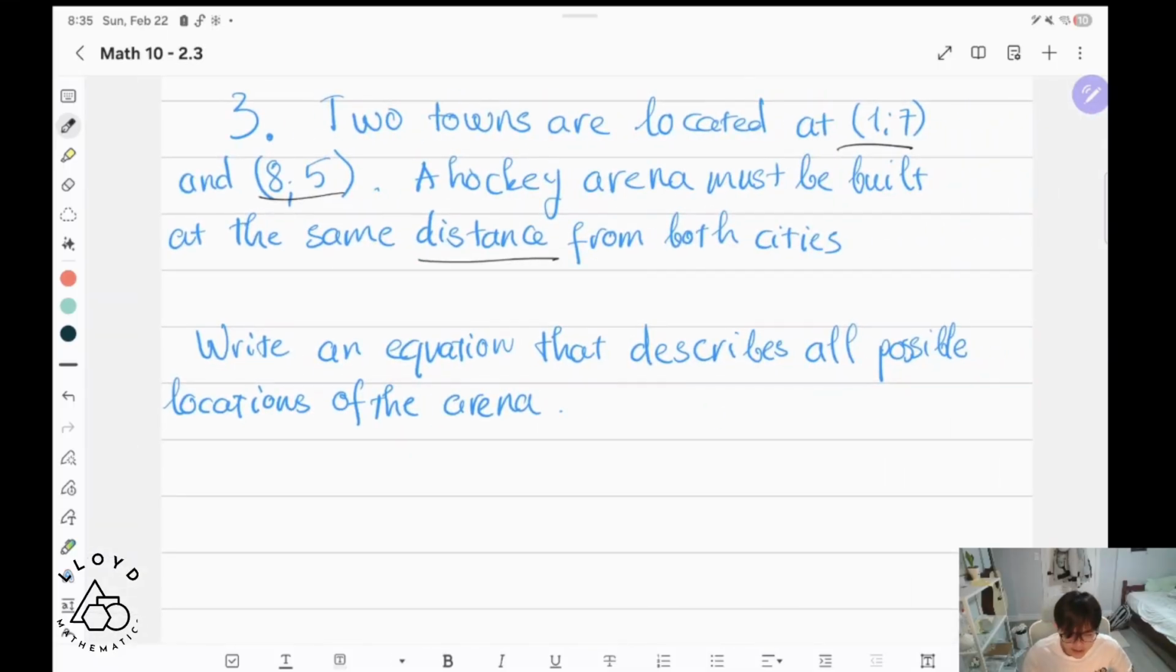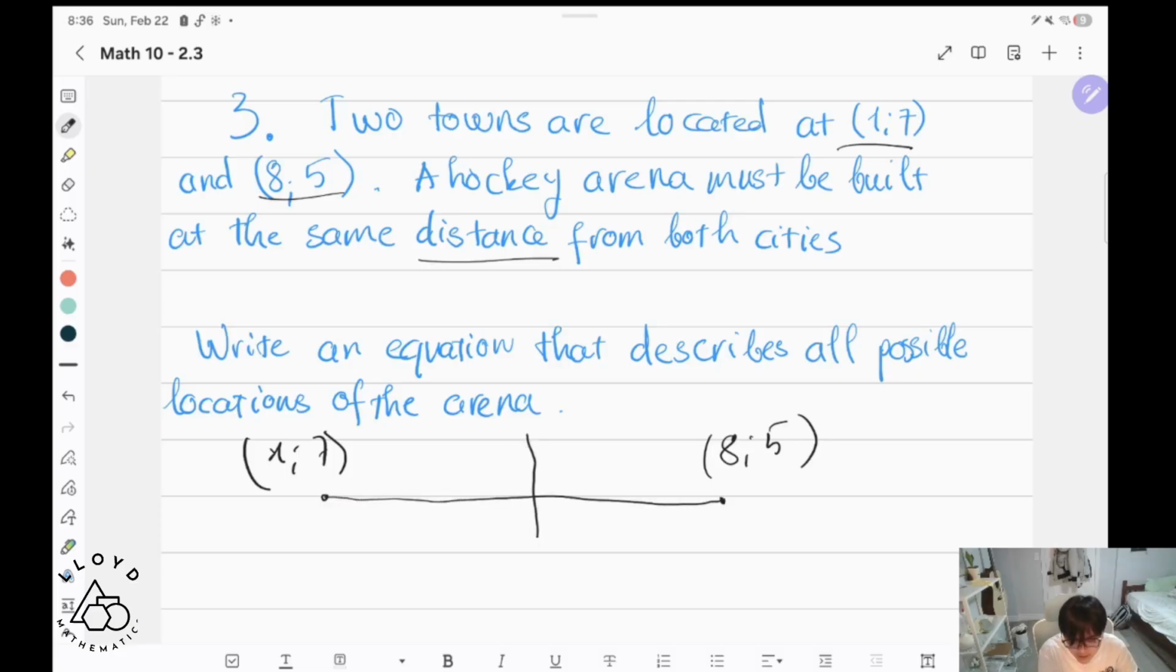Two cities are located at (1, 7) and (8, 5). So I have 2 points, which are (1, 7) right here, and (8, 5) here. The hockey arena must be built at the same distance from the two cities. As I mentioned before, BA will also equal BB, right? So the simple thing we quickly think about is to write the perpendicular bisector of that. Therefore, every point on it will have the same distance from the two cities, right? So let's move on to how to solve that.